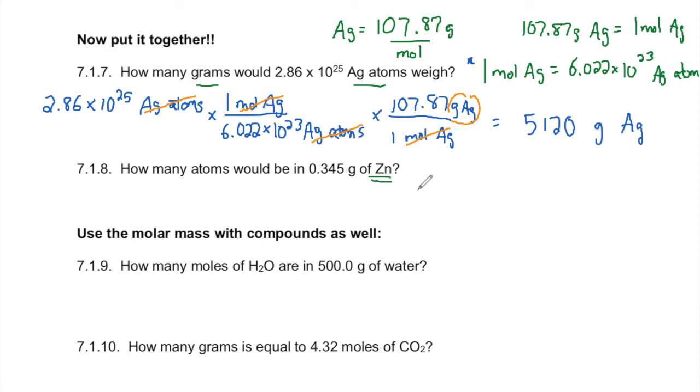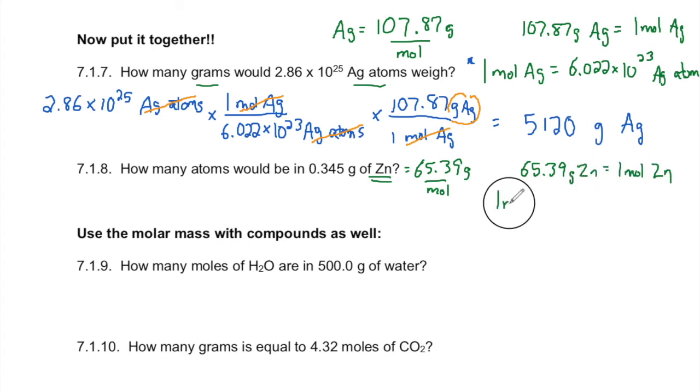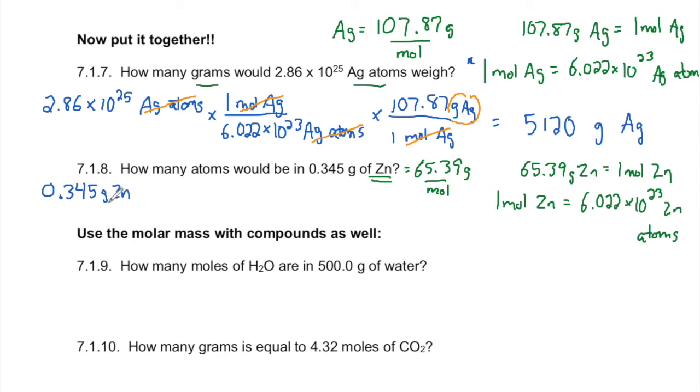Let's try something similar with zinc. So on the periodic table, we can see zinc is 65.39 grams per mole. So 65.39 grams of zinc is 1 mole of zinc. And 1 mole of zinc is equal to Avogadro's number of zinc. Starting with grams of zinc, this is our relationship that has grams of zinc. We can convert it to moles.